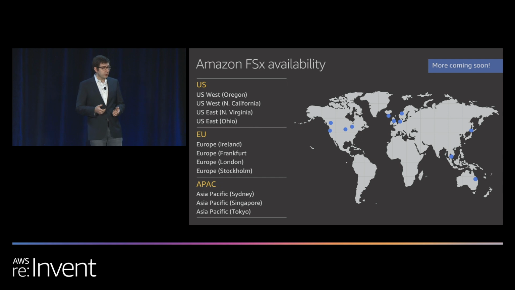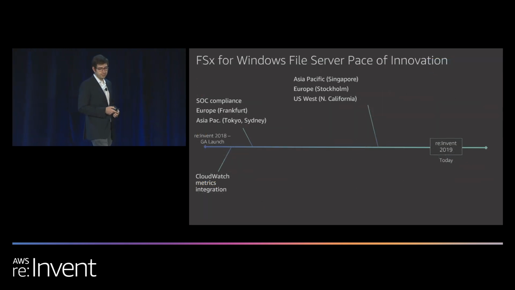And today we're available in 11 regions, and there will be more coming soon. We'll be available in all AWS regions soon. And in the year since we launched FSx, the engineering team has been really busy. There's a lot coming in 2020 as well, but we launched a lot over the past year. And I'm going to talk about a couple of those launches.